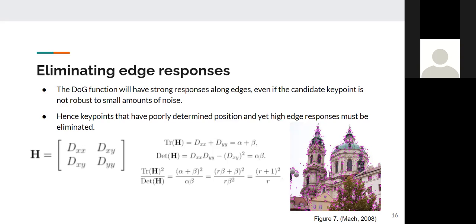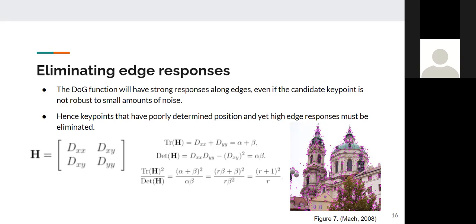This is done by solving for the eigenvalues of the second order Hessian matrix, which is the matrix you see below. The eigenvalues of H are proportional to the principal curvatures of D. It turns out that the ratio of the two eigenvalues, let's say alpha as the larger and beta as the smaller one, alpha over beta, is sufficient for SIFT's purposes.